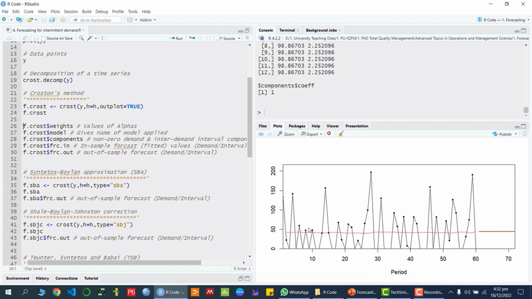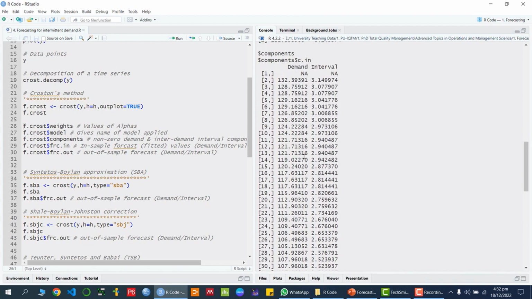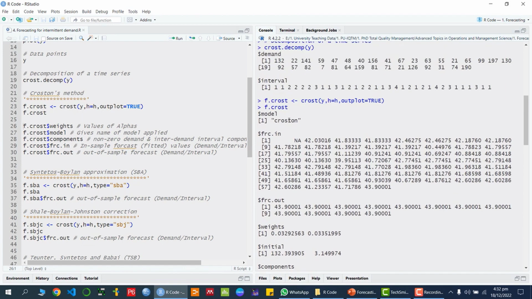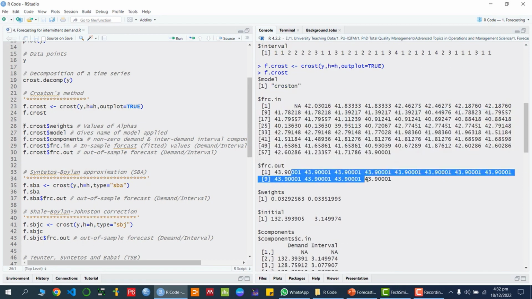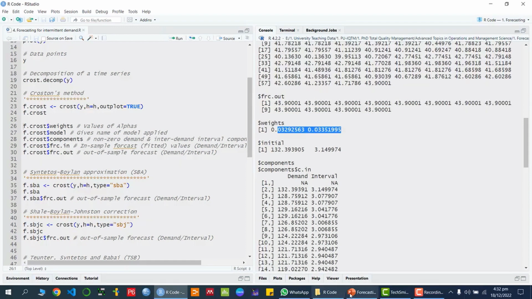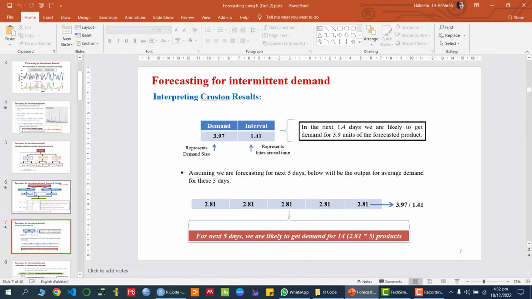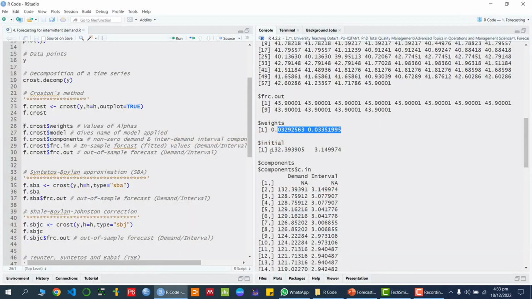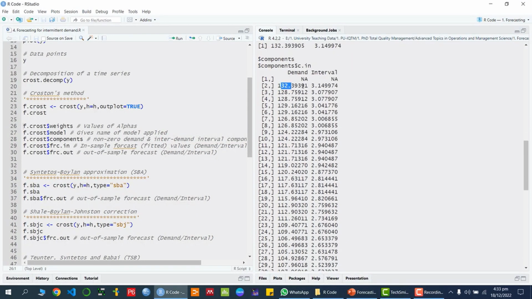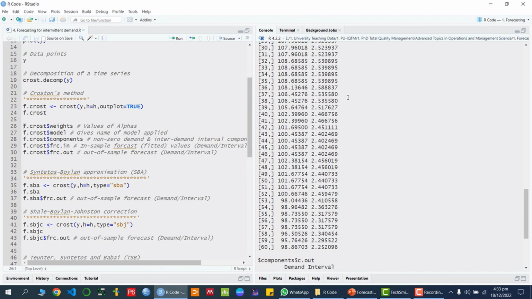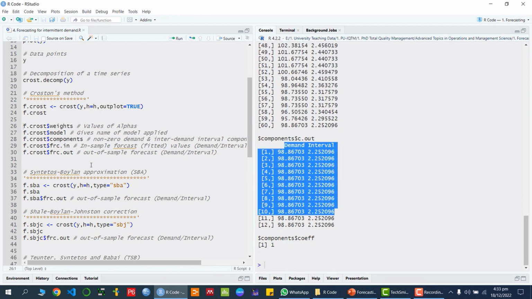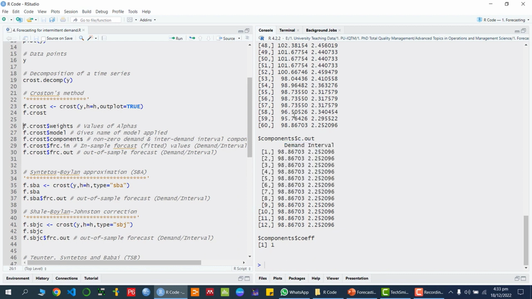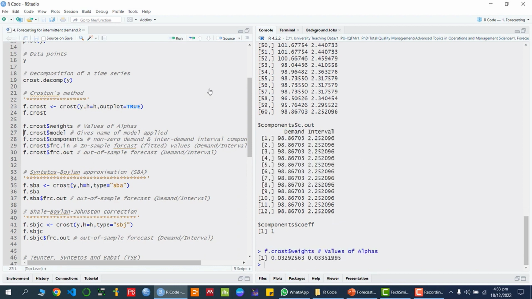So they have plotted the fitted value as well as the forecasted value, and you can see that they have also given us the forecasted value with the help of Croston. This is forecasted value within sample, this is out of sample. These are the values of alphas, as you can see in the formula. The alpha values are basically the weightage values. And then we have the demand size, interval size, demand size, interval size. So let me select these values one by one. First of all, I am taking the values of alphas.